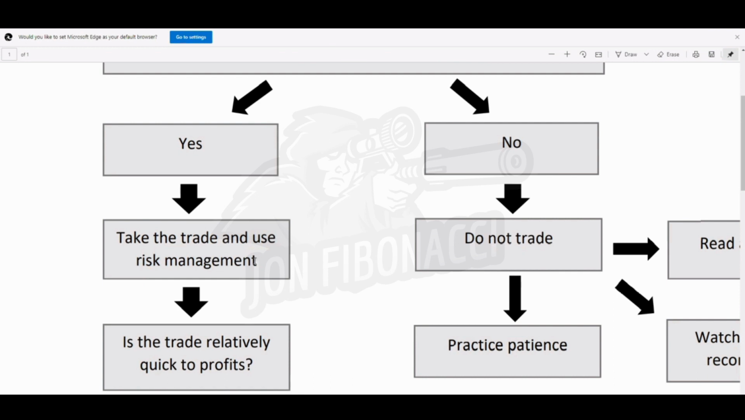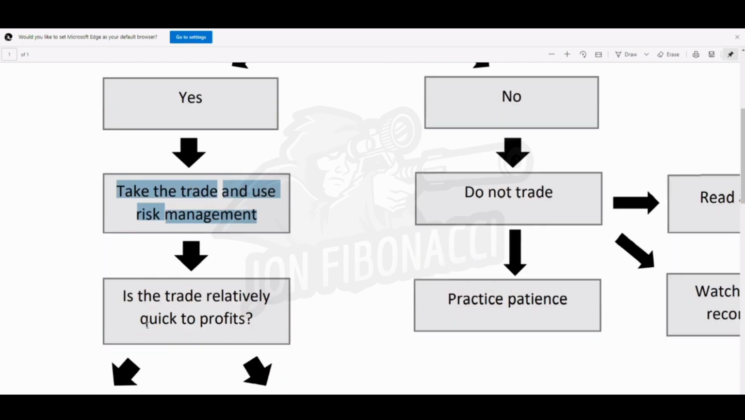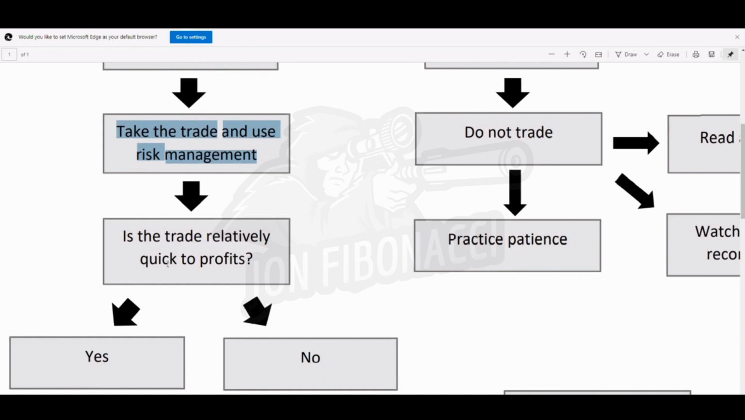So now in this particular scenario, you're taking the trade, either a live market order, or maybe you set a limit and your limit was triggered and now you're in the trade. Okay. So now the next question is, is the trade relatively quick to profits? It's either going to be a yes or a no. It's either going to zoom higher if you're in a long position, or it's going to drop lower if you're in a short position, or it's kind of just going to move sideways. All right. So again, there's really no gray area. It's either yes or no.